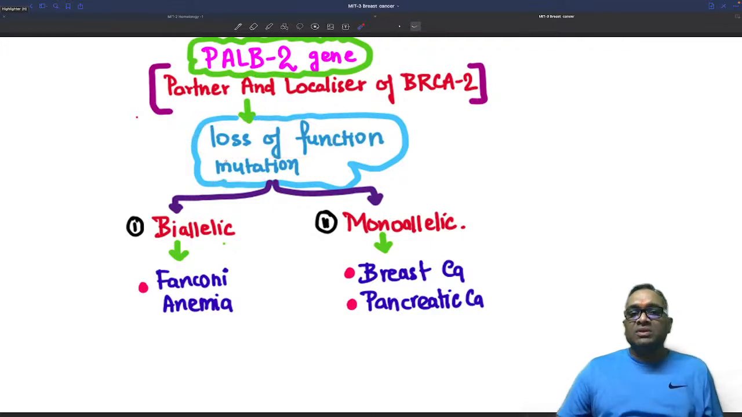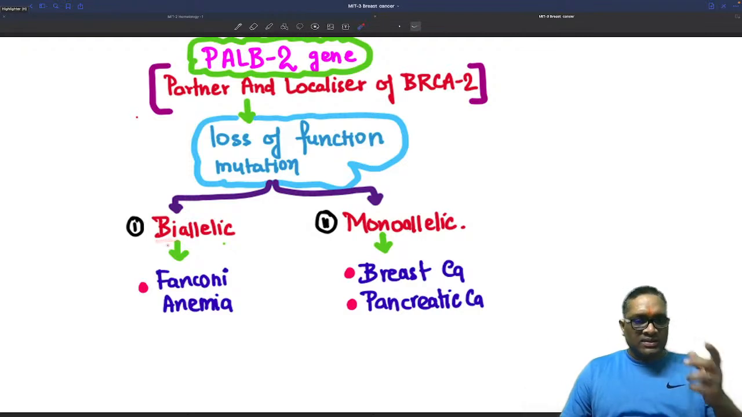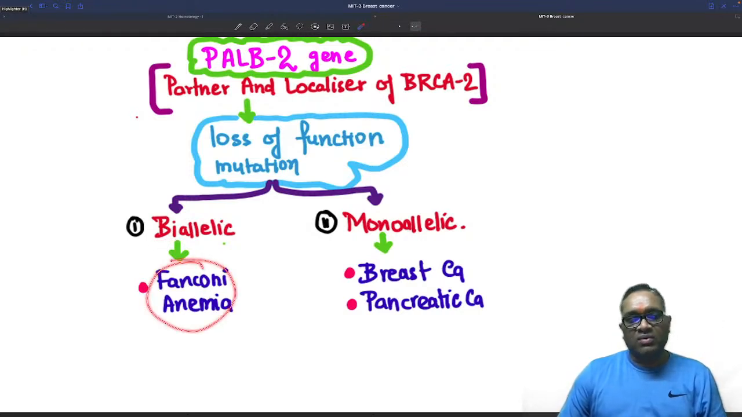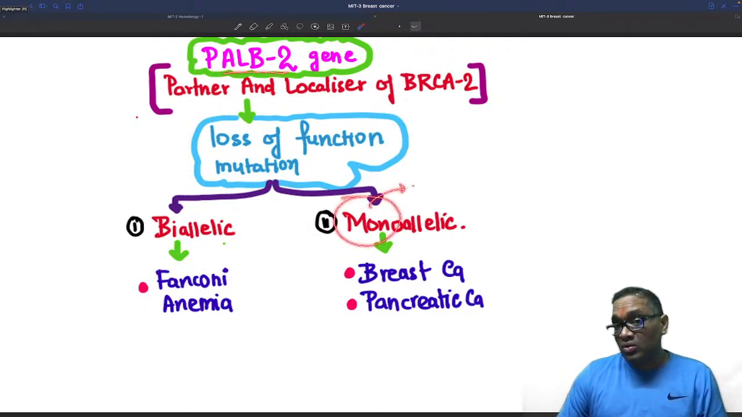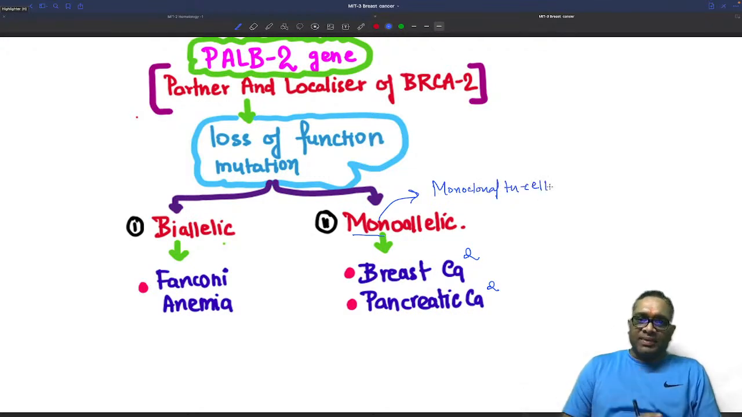This loss of function mutation can be of two types, biallelic or monoallelic. As I said, when it is biallelic, two alleles are lost, so they will form polyclonal cells. This will be seen in Fanconi's anemia, right? But if the PALB2 gene is monoallelic, they will form monoclonal tumor cells, and monoclonality is a form of tumor. So which tumor? Breast and pancreas both. So remember, monoallelic will form monoclonal tumor cells. So for the PALB2 gene, if the examiner says monoallelic, it will cause cancer. Biallelic will cause anemia. Is it clear to all of you?